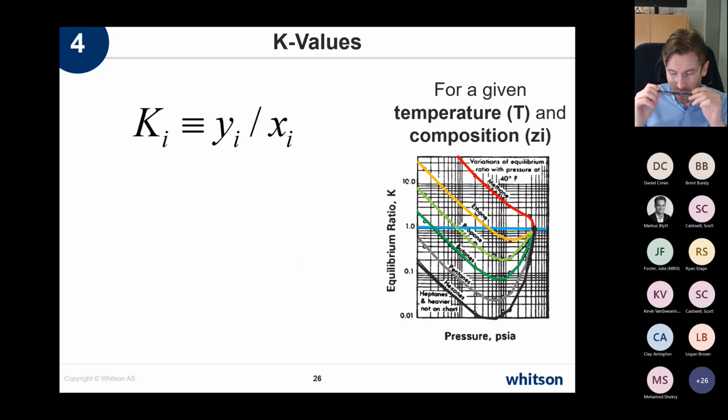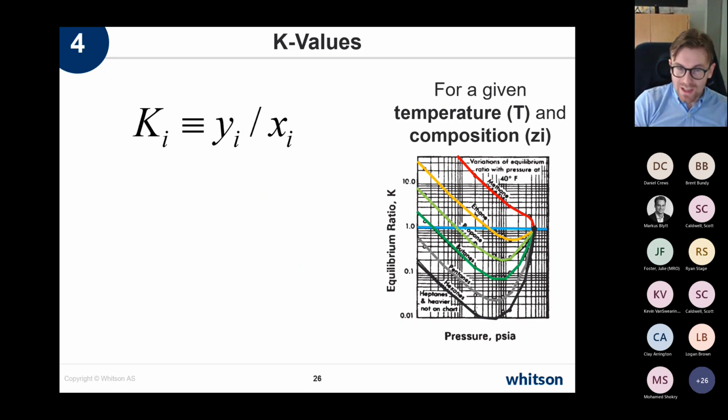Okay, and so K values, what is that? I'll probably mention it a few times. We will need to understand what K values are to be able to explain why, for instance, the RV curve starts to go upwards at lower pressures.